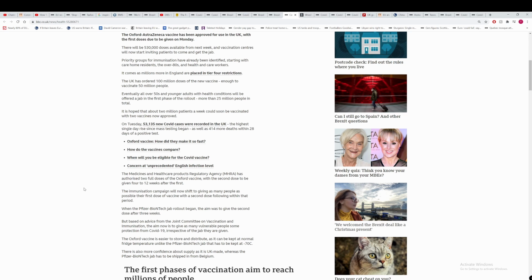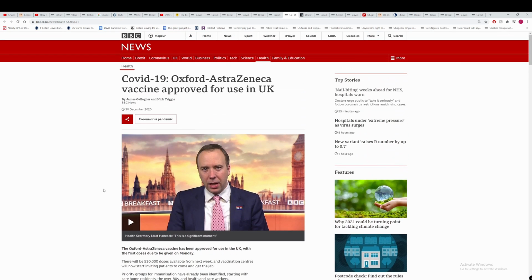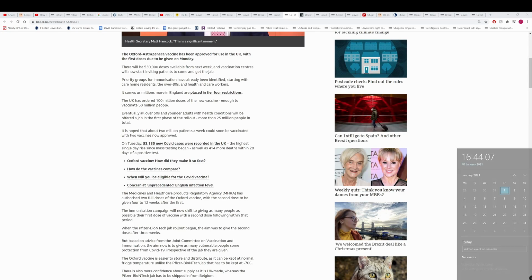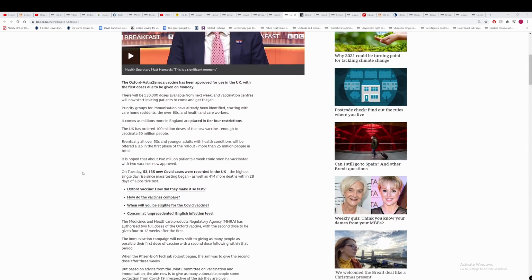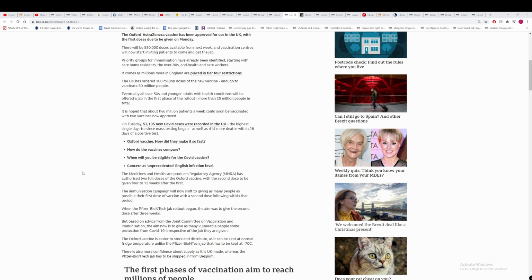So the vaccine's been approved for use within the UK. The first few doses to be given out on Monday. This article's from the 30th of December, so basically next Monday, the 4th of January, we're going to see people getting immunized with this.